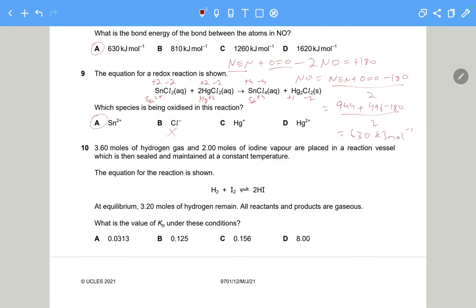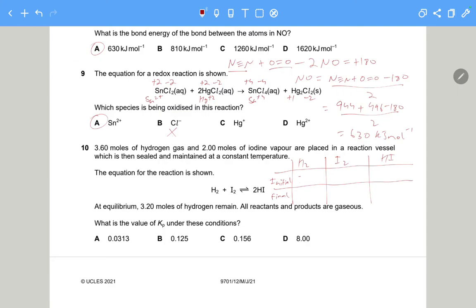So whenever you see these equilibrium questions with the values given, always draw up a table, because it really makes your life easier. So I'll have two rows, which are initial, which is before the reaction took place, and final, which is after it reached equilibrium. And then I'll have three columns, one for each species.